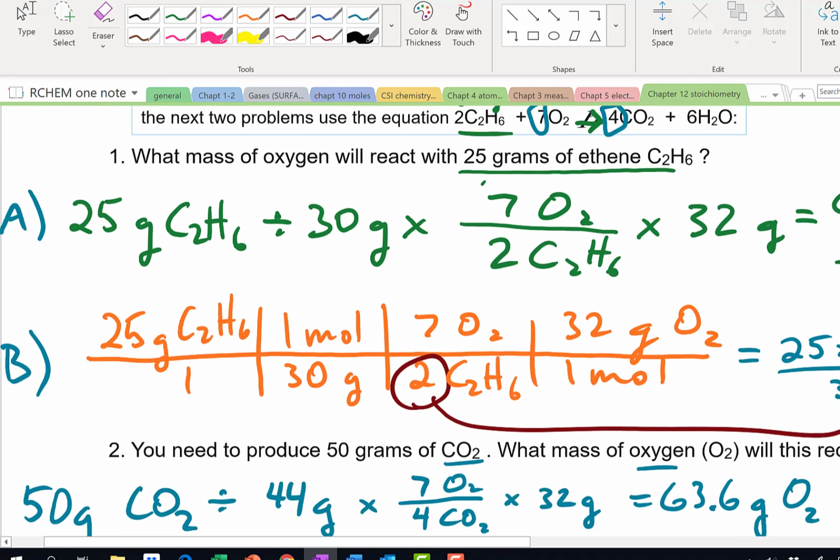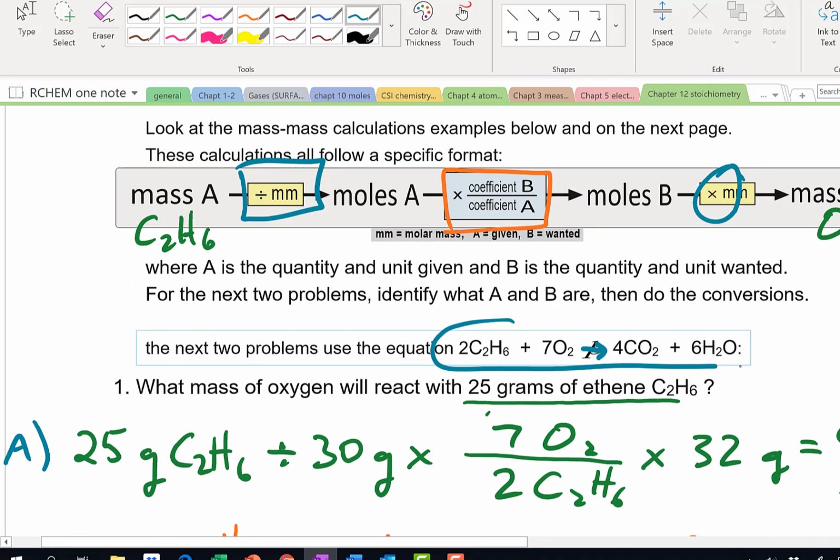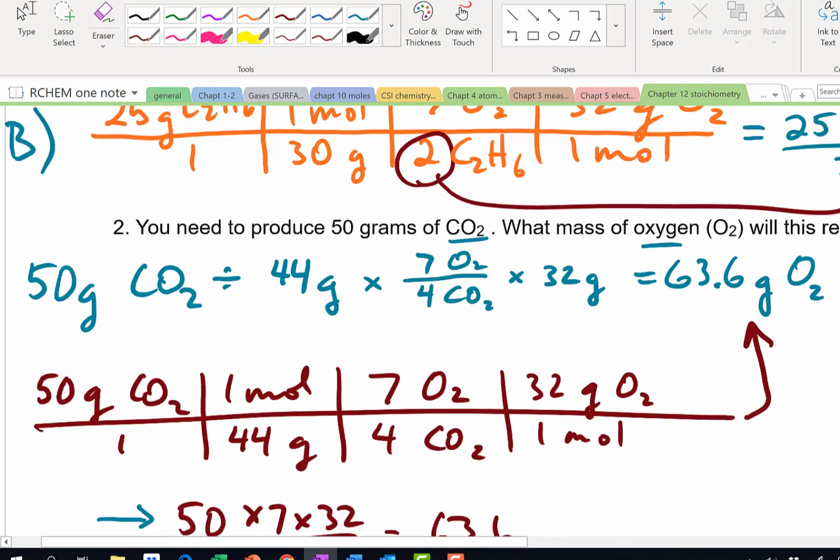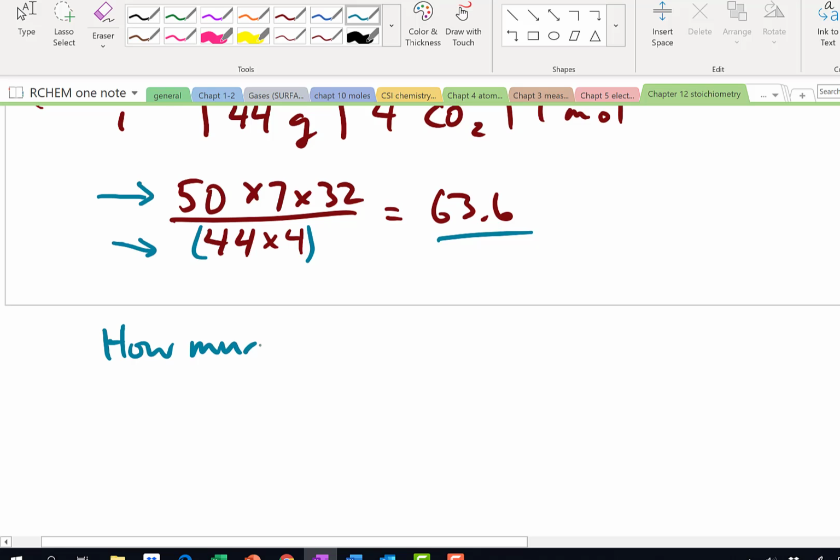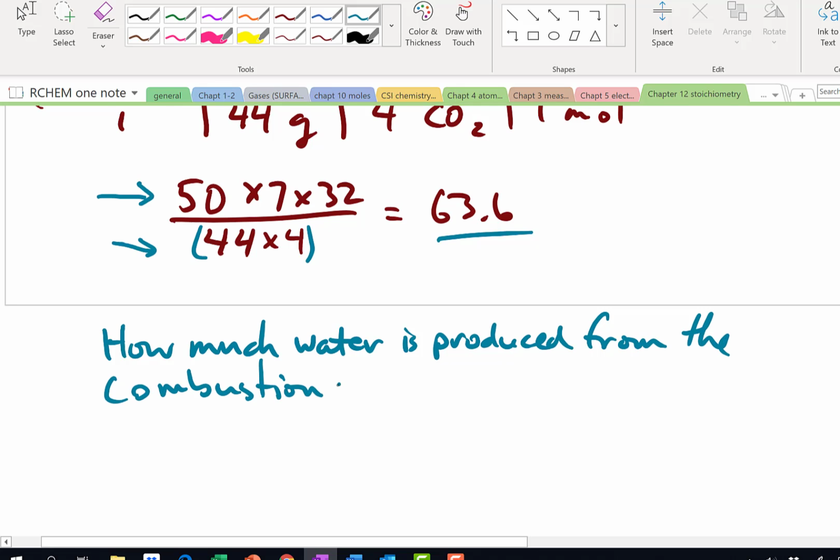All right, so using this exact same equation, I'm not changing anything other than the equation that you need and the coefficients. Ask how much water is produced from the combustion of, could you give me a number? 5.3. Thank you. 5.3 grams of C2H6. Okay, so that's problem number 3.